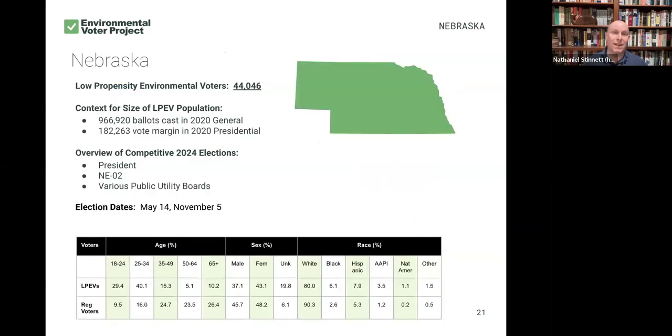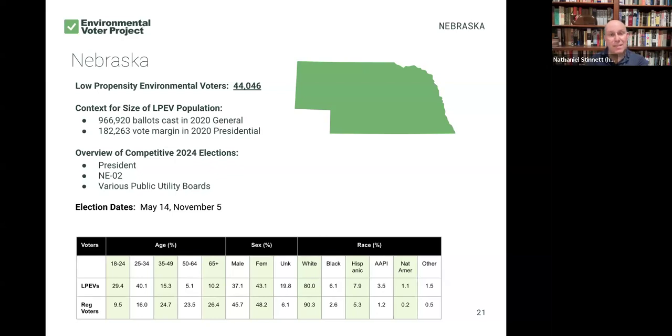All right, let's look at what our data says about Nebraska this year. Remember I described to you how we identify low propensity environmental voters? We build these predictive models on voter files and then individually identify these people. Well, this year we have identified 44,046 already registered voters who are likely to list climate or the environment as their #1 priority, yet they are unlikely to vote this fall.